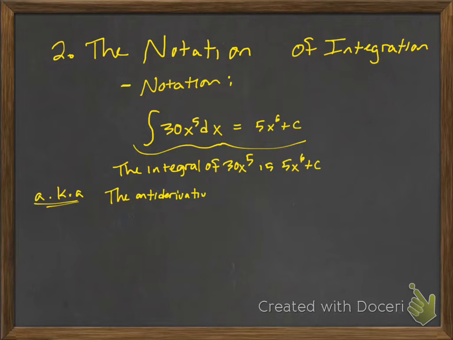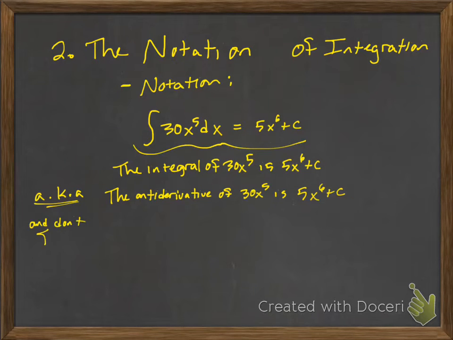Also known as what we've been doing all along, the antiderivative of 30x to the fifth is 5x to the sixth plus c. All those are accurate statements right there, and they're all synonyms. The symbolic one on top, the integral, using the word integral, or using the word antiderivative. They're all synonyms and all accurate ways of describing what's taking place there. So you got to get used to that.